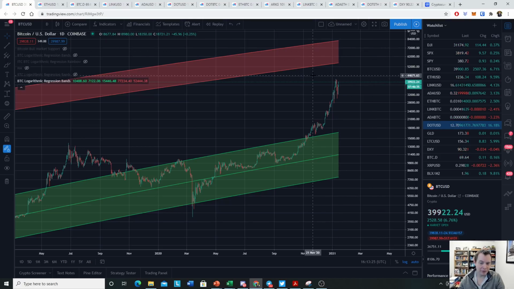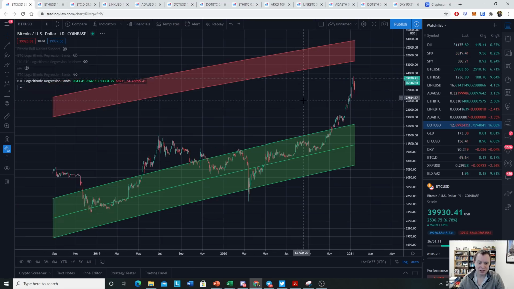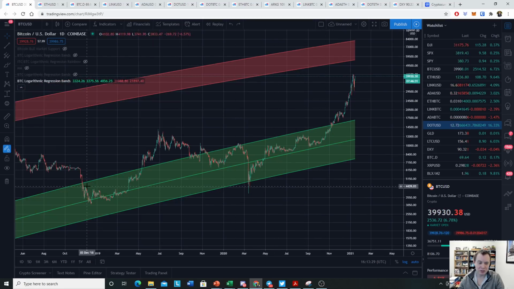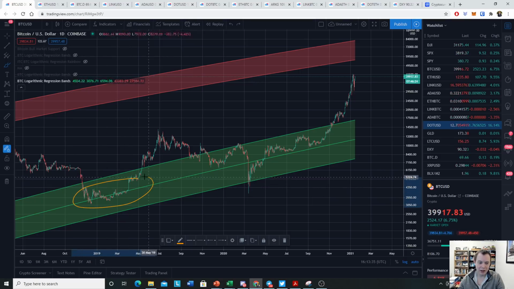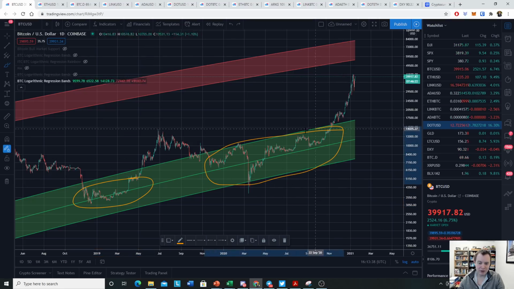Now we also know that for the peak regression band, there's a lot more uncertainty in it than in our fair value regression band. The fair value regression band was very useful to us in the accumulation phase and the bear market, helping us to identify the periods of reaccumulation.